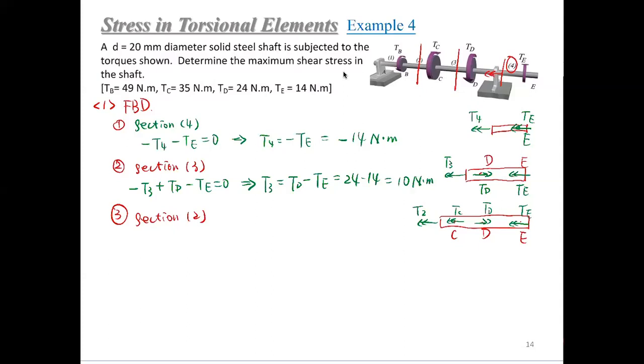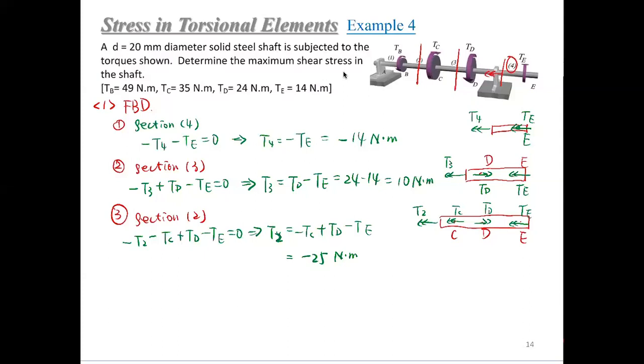So here, based on this analysis, we can get negative T2 minus TC plus TD minus TE equals 0. Okay, so T2 equals negative TC plus TD minus TE. And the TC is 35 right here, so the result will be negative 25 Newton meter.